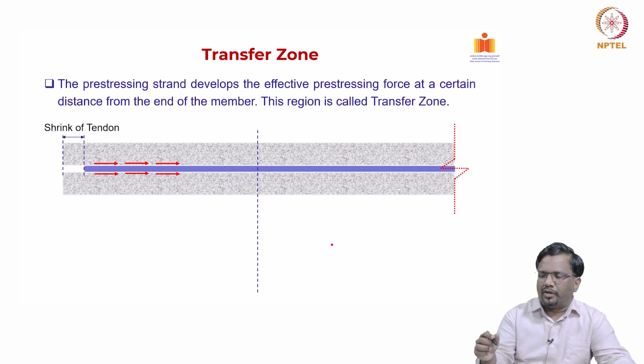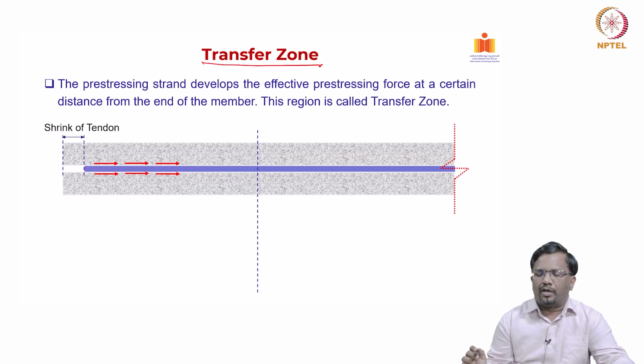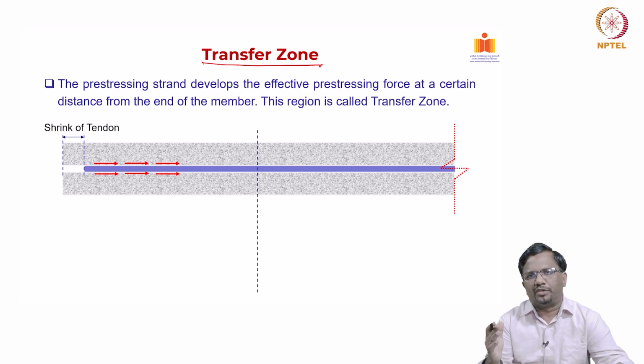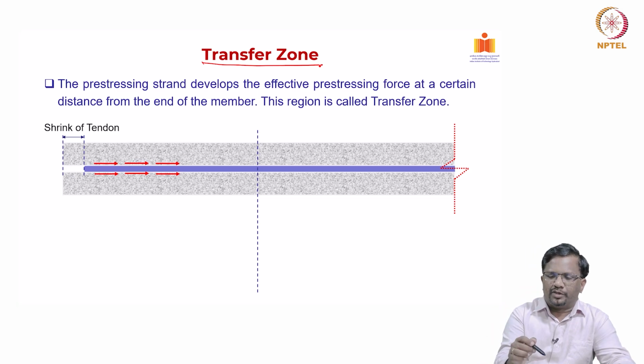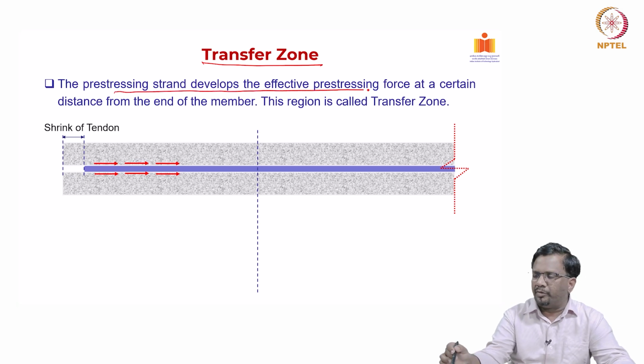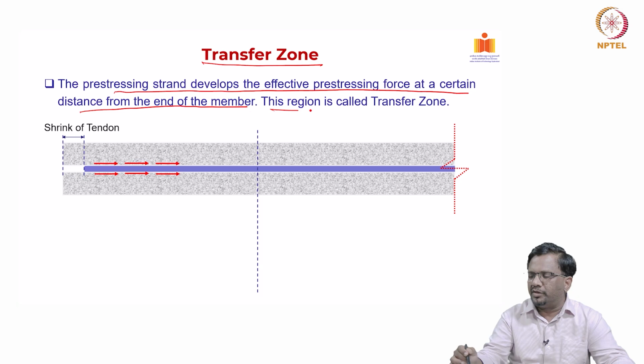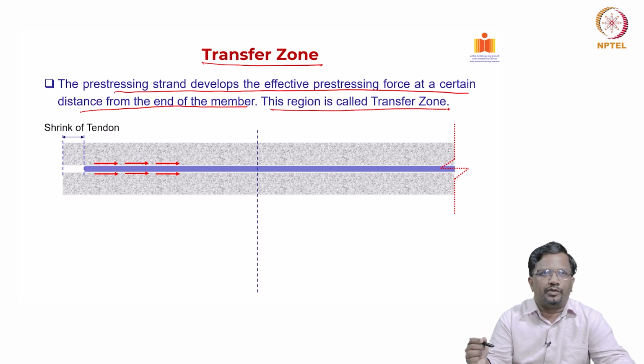Now, let us look at the transfer zone again. As we have discussed, this is the zone, or the length required from the free end, for the pre-stressing strand to develop its effective pre-stress. So, the pre-stressing strand develops the effective pre-stressing force at a distance from the end of the member. This region is called the transfer zone.